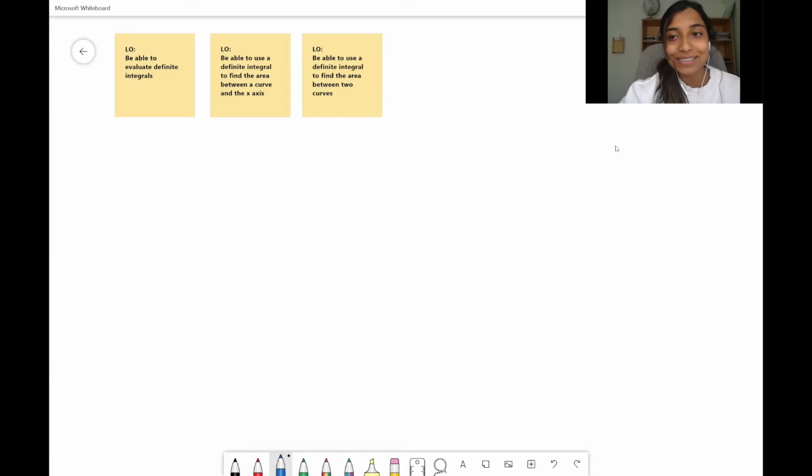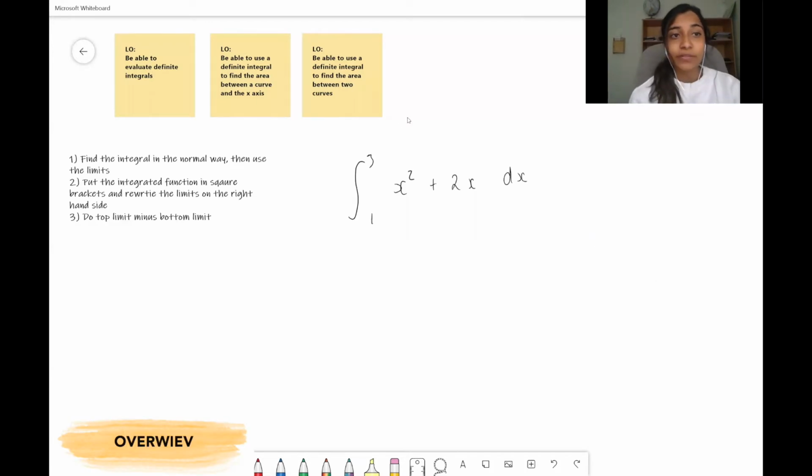But let's get started. So if we start off with the first learning objective, to be able to evaluate definite integrals. Firstly, you just need to know what a definite integral is, and that's just one that has integral limits, such as here we have 3 and 1, and you just want to find the integral of your function at those limits. So for this one, you want to find the integral of x squared plus 2x between 3 and 1. So 3 and 1 are your limits.